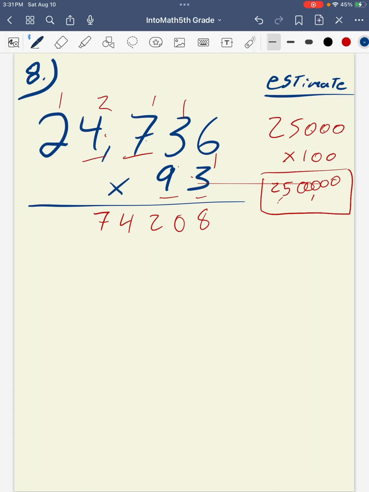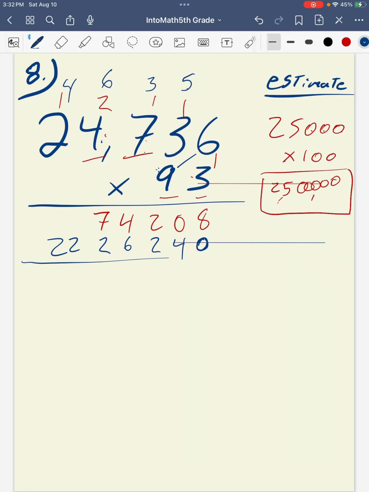Now I move on to my tens category. I multiply 9 times 6. I remember a placeholder 0. Then I do 9 times 6 for 54. Place my 4 here and a 5 over there. 9 times 3 gives me 27 plus 5 for 32. 9 times 7 is 63 plus 3 for 66. Carry my 6. 9 times 4 is 36 plus an additional 6 for 42. Lastly, I have 9 times 2 for 18. 18 plus 4 is 22.